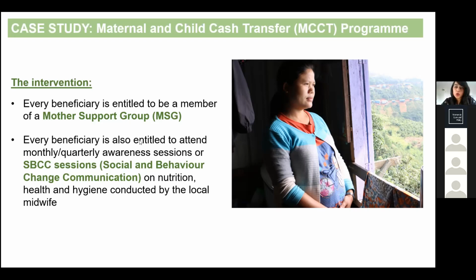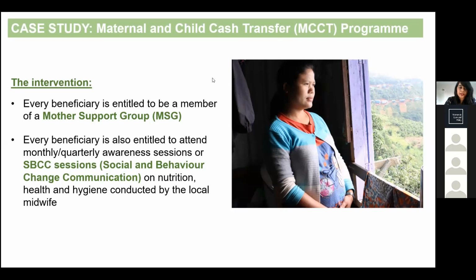All right. So that is broadly the intervention that we evaluated in Myanmar for UNICEF. Maternal and Child Cash Transfer Program, where there was a cash transfer component of 10 US dollars, as well as an SBCC component, which was involving awareness.